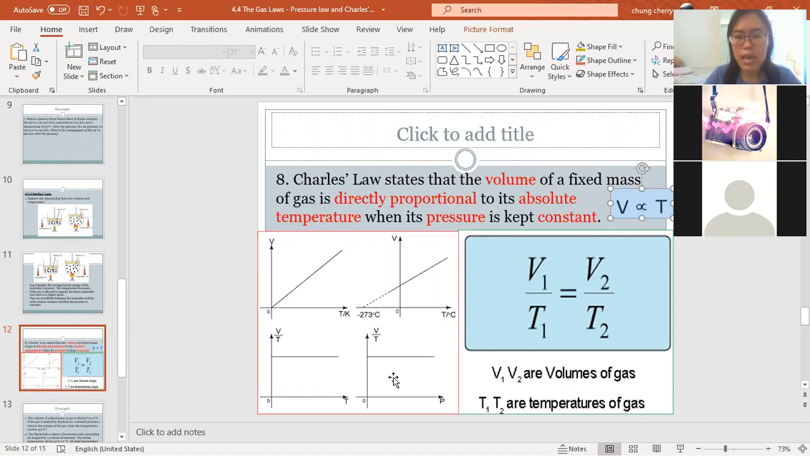As you can see, same as what we have seen just now in the pressure law, when the temperature is measured in Kelvin, you will get a straight line graph that passes through the origin. If it's in degrees Celsius, it will start at negative 273 degrees Celsius, because this is where 0 Kelvin is. Then your y-axis is not T or P, it should be V. Wait, I erase it first. Please take note now, this one should be V.